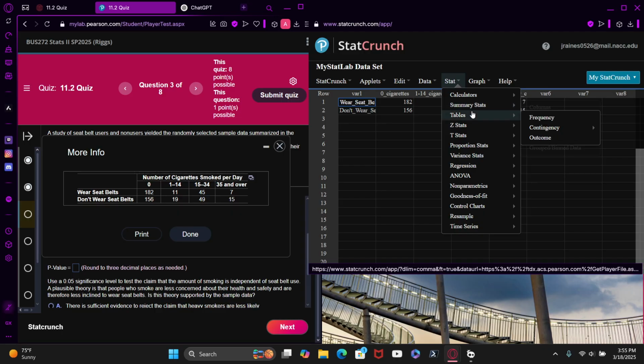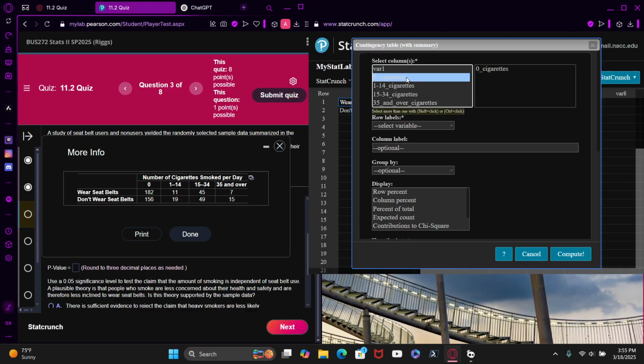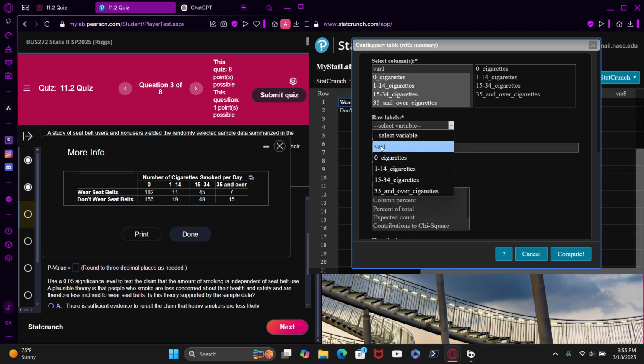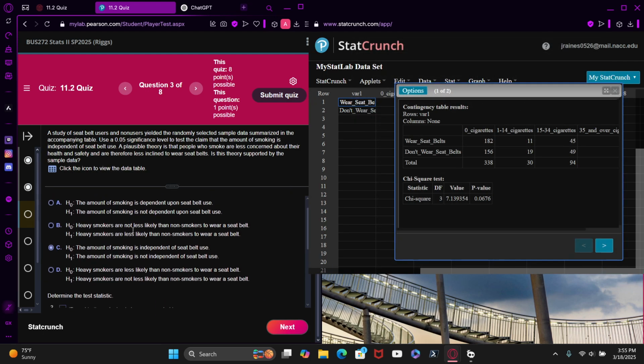Stats. Tables. Contingency. With summary. I keep forgetting. Yes, oh yeah, here's a better example. There's four things. You click the top one, shift, click that. And then here it is variable one, like I was saying earlier. So that's it. Compute.